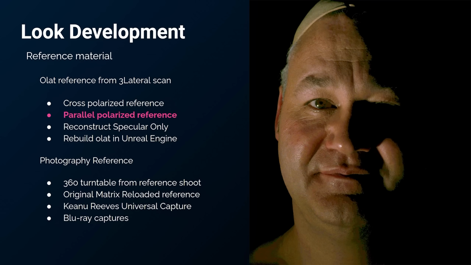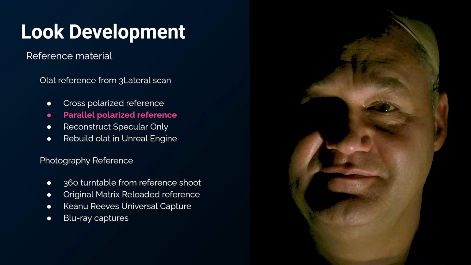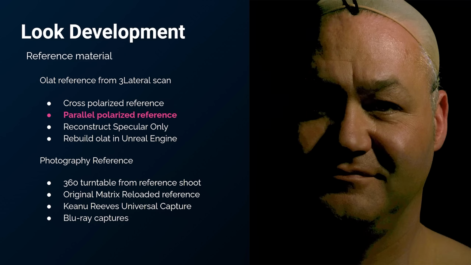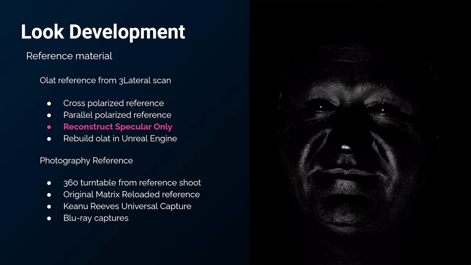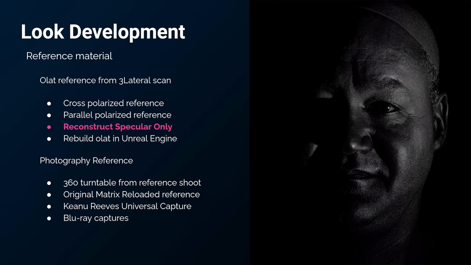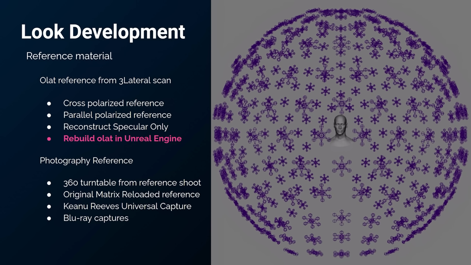Parallel polarization is the opposite of cross-polarization. Parallel polarization lets in any light that would have been blocked by the cross-polarization. One caveat is that the diffuse is also cut in half, so you can't use these images by itself. If we subtract the cross-polarized reference from the parallel polarized reference, we can extract the specular reflection of skin. Since we have all the light positions and the subject scanned, we could rebuild the scene in Unreal Engine to start doing look development.